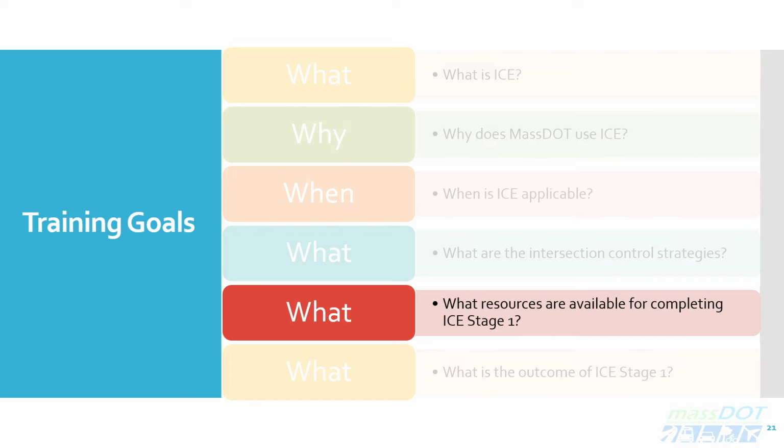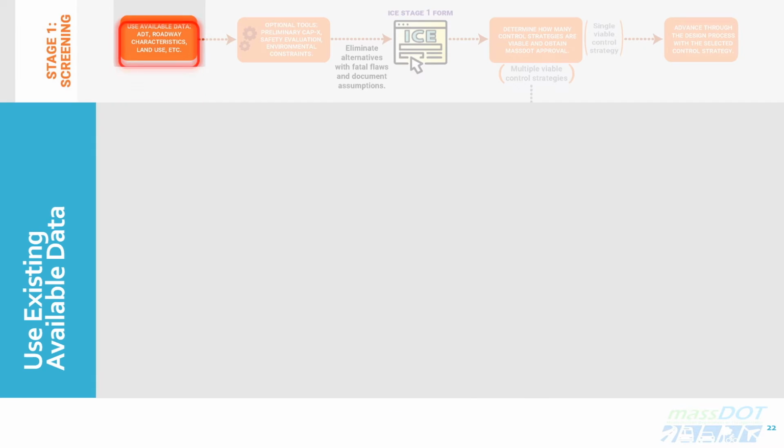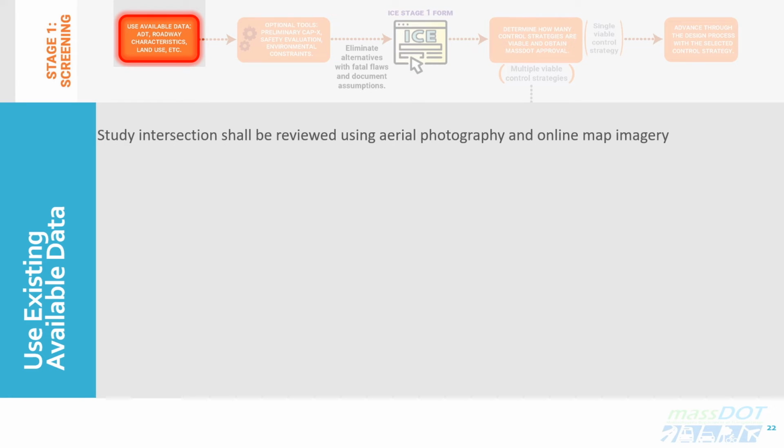The next training goal to cover is what resources are available for completing ICE Stage 1. The study location should be evaluated using readily available data. Traffic data collection is not required in Stage 1 and need not be conducted before project scoping. The study intersection should be reviewed at a minimum using aerial photography and online map imagery. A field review is not required but could be helpful to establish the adjacent terrain topography, land uses, visible utilities, structures, and potentially sensitive environmental areas.